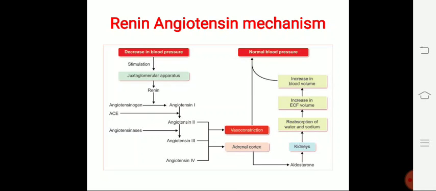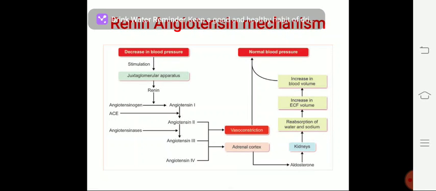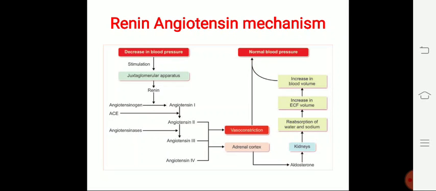Now we know that angiotensin 2 is a potent vasoconstrictor. As a potent vasoconstrictor, it increases the blood pressure. Angiotensin II has three main functions. First is the vasoconstriction. Second, it activates the adrenal cortex, and when it activates the adrenal cortex, it allows the adrenal cortex to secrete the aldosterone. And third one is the retention of the salt and water. When vasoconstriction is there, the increased blood pressure comes toward the normal level.